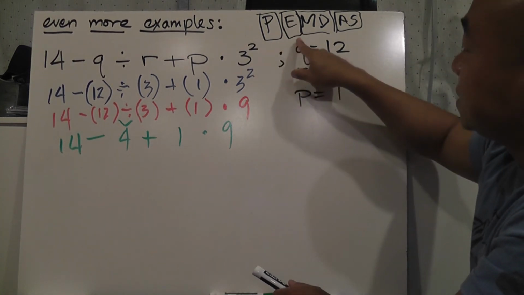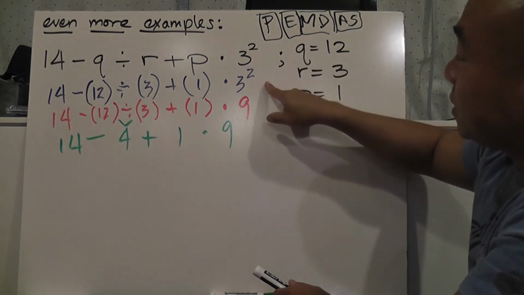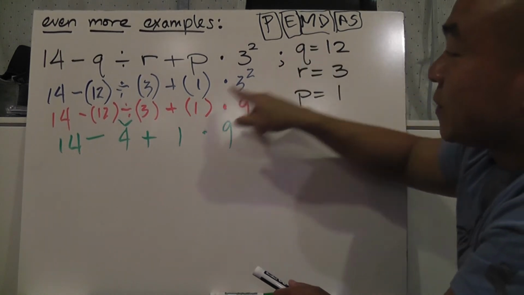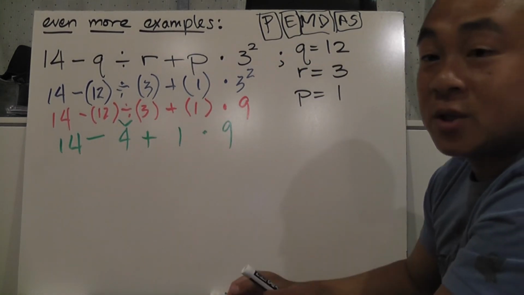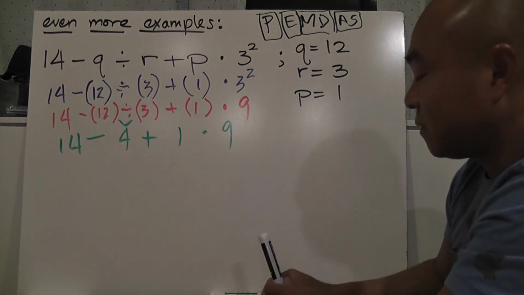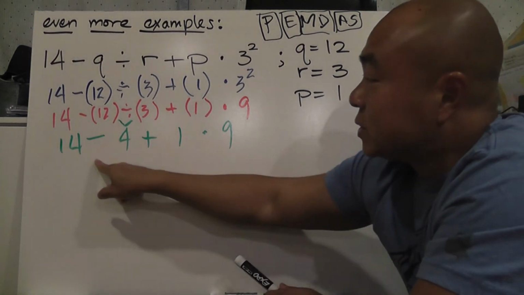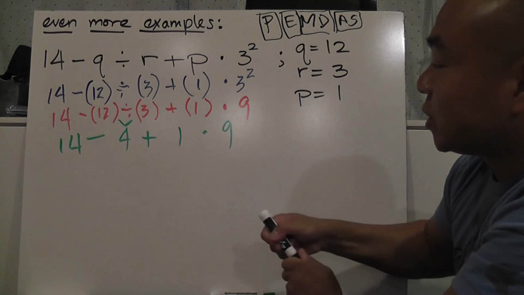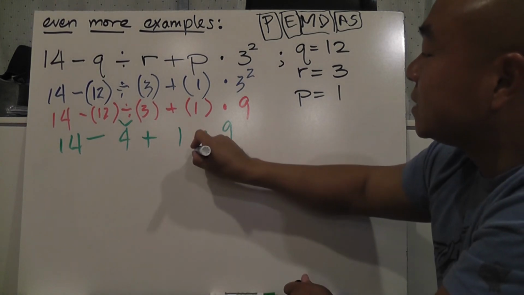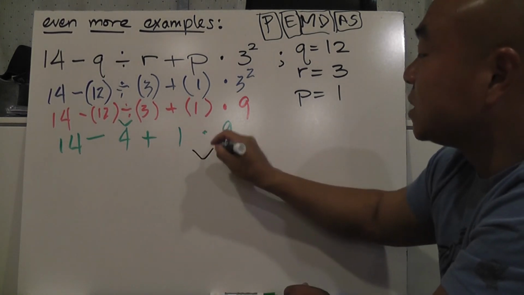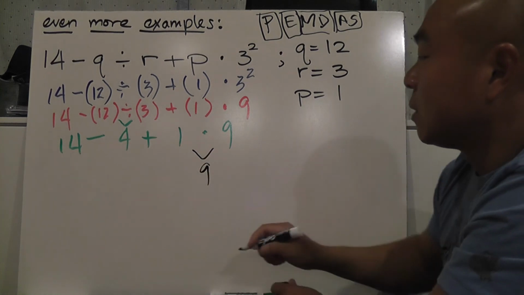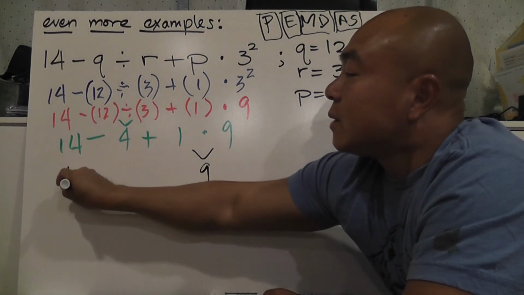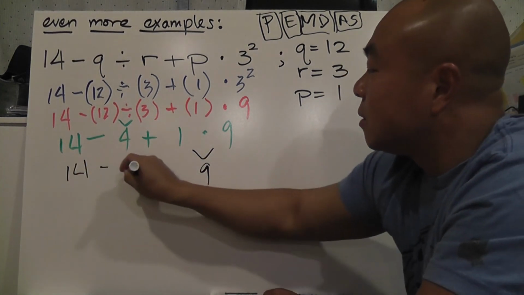No parentheses. We're finished with our exponents earlier on. We finished with our first part of our multiplication and division. So now let's move on to the second part of the multiplication. So we have 14 minus 4 plus 1 times 9. So we're going to do 1 times 9 because that is following our next step. 1 times 9 is equal to 9. Drop down everything else that has not been worked on.